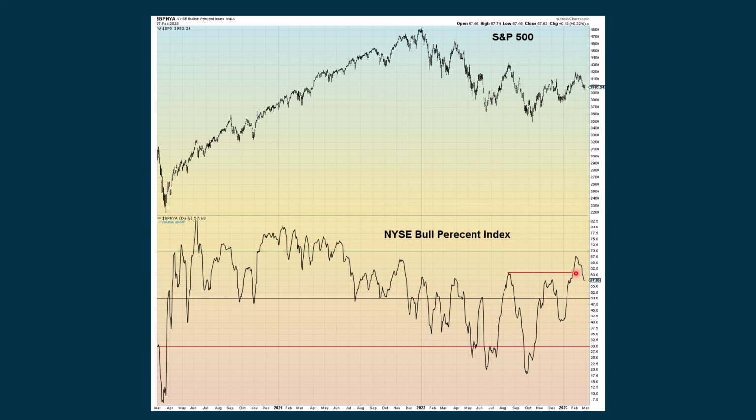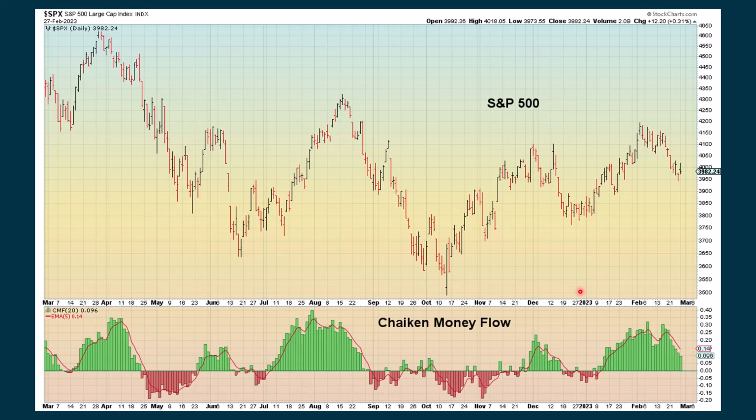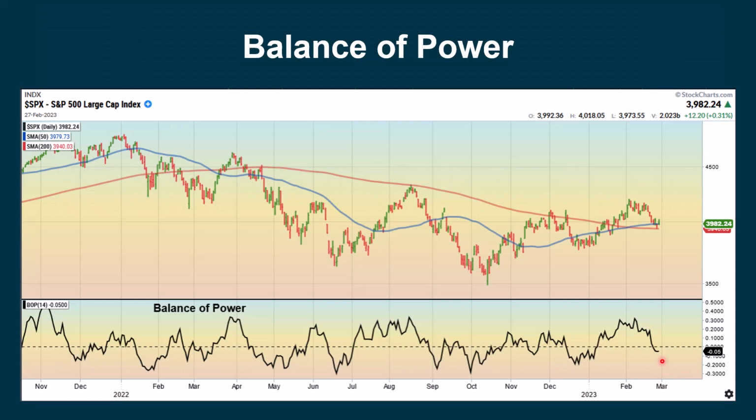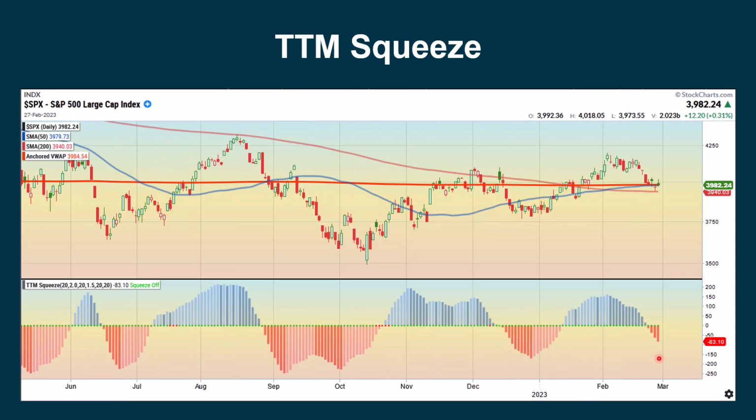And here's a look at a broader index with the NYSE BPI, where we were able to break out and then we've been coming back down. So this is turning more negative and didn't really improve all that much in Monday's session. The Chaikin money flow is declining, although it's still positive. And the balance of power continues to be negative, even though we're going sideways here. We're below the dashed line.